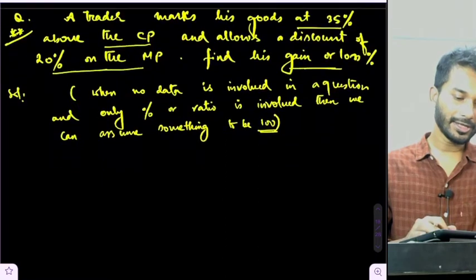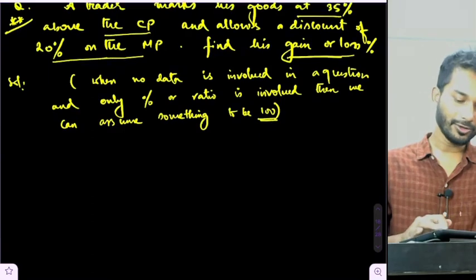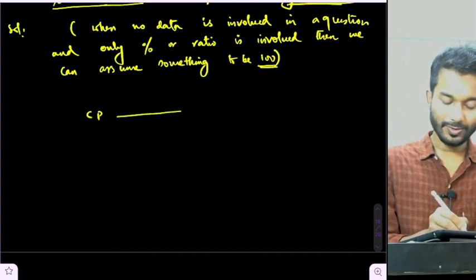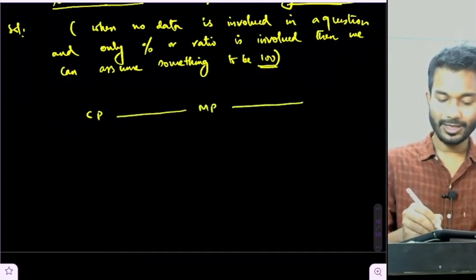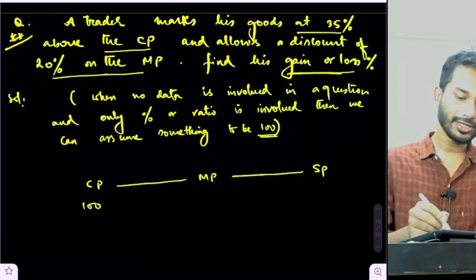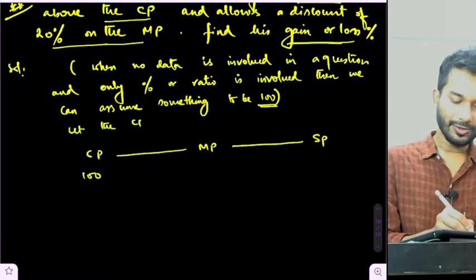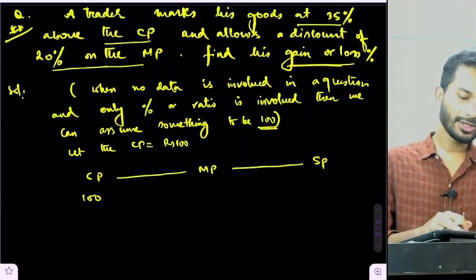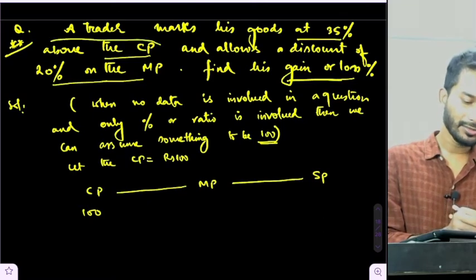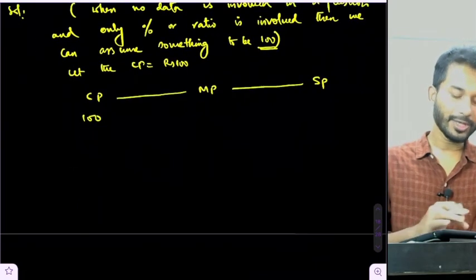Now what is given? A trader marks his goods at 35% above the cost price. Find his gain or loss percent. I told you that gain and loss is from cost price to selling price. We have cost price, mark price, and then we have selling price. Cost price is 100 rupees, I'm assuming. First of all, let the cost price be rupees 100. Why 100? Because it is mentioned that a trader marks his goods at 35% above the cost price, but we do not know the cost price. So that's why I'm assuming the cost price to be 100.